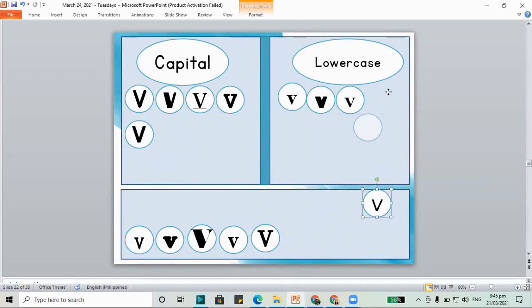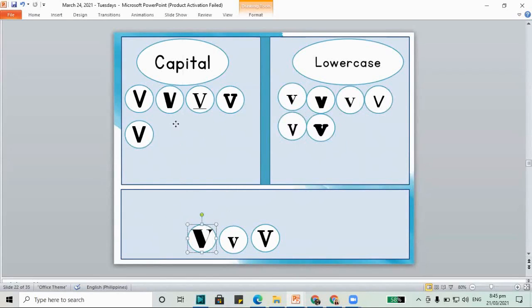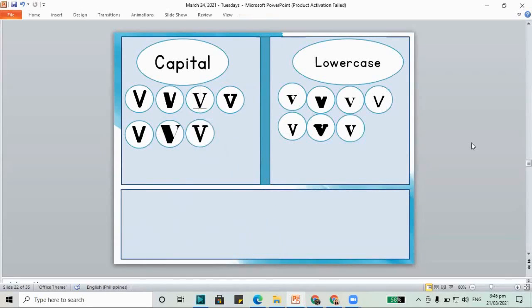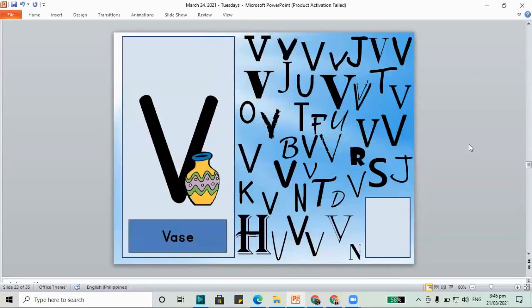This one is also lowercase. We have lowercase v, another lowercase v, a capital V, a lowercase v, and another capital letter V. So we found all our letter V's. And remember, it has the V sound, letter V. Now let's see, we have to look for our letter V for the vase. Let's circle all the V's in our screen. Let's mark them and then we can count and put the number in the box.